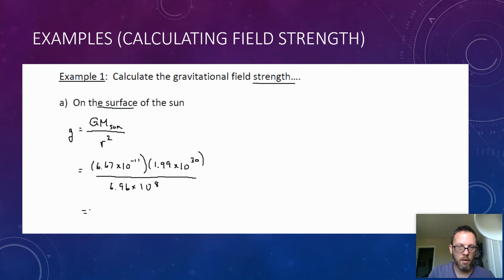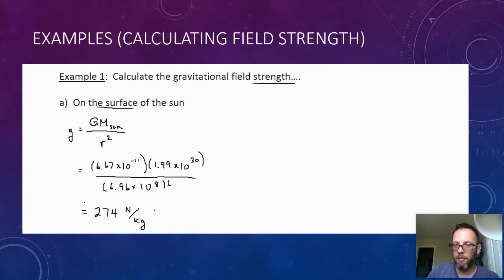10 to the 30 divided by 6.96 times 10 to the 8. Oh, and don't forget to square it. That was naughty there. Squared. So I got about 274. When asked for gravitational field strength, often we say it's newtons per kilogram. But if you were to say 274 meters per second squared, that would be fine too, which is crazy that an object at the surface of the sun would experience an acceleration of 274 meters per second squared.